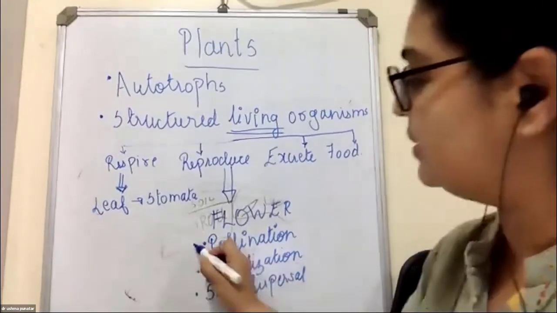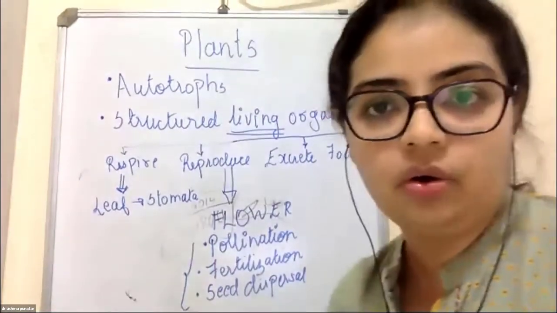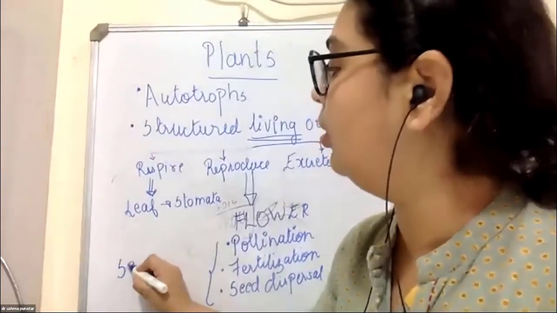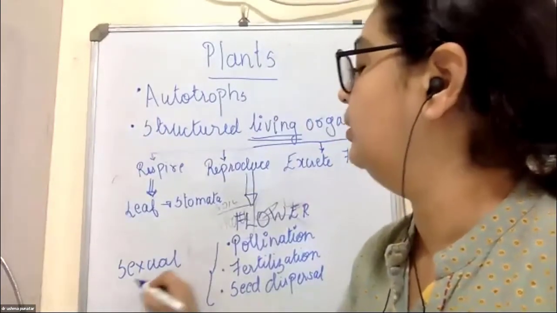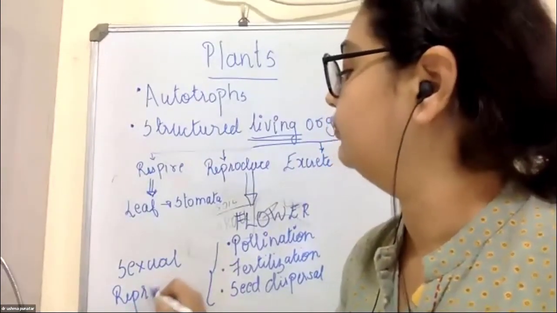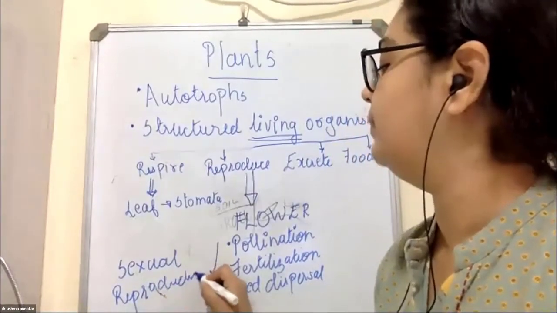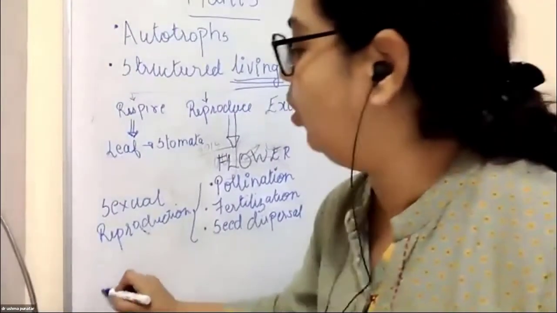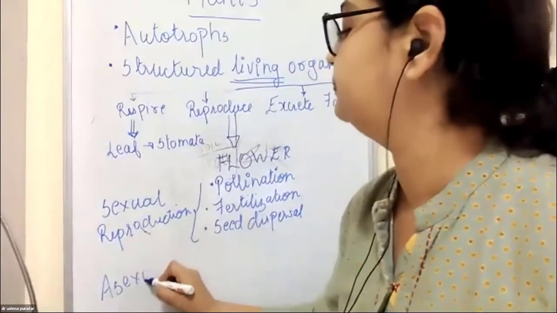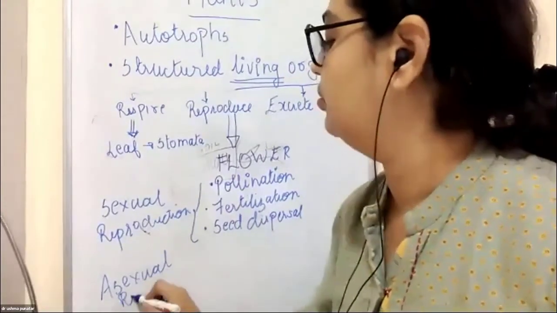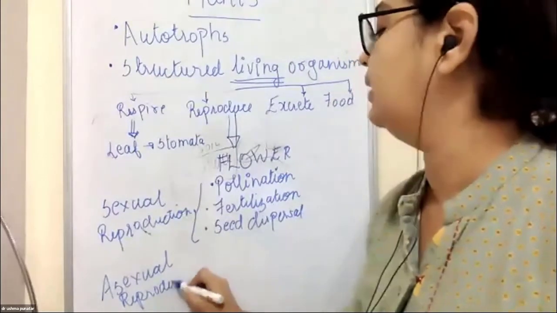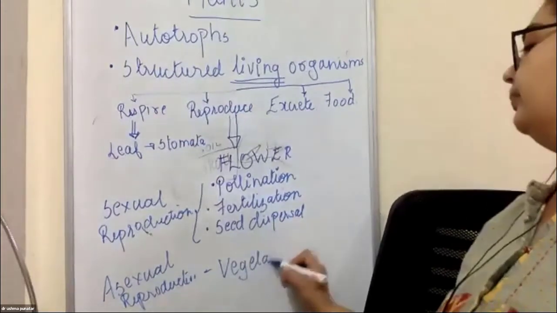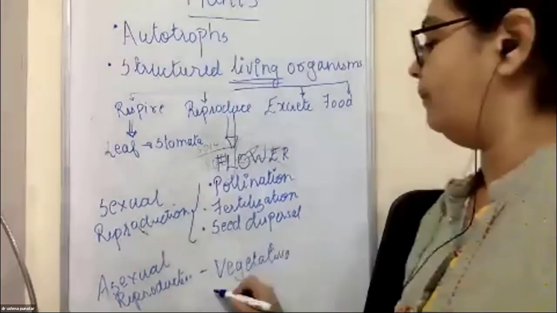Okay, this is all a part of what is called sexual reproduction. Okay, I will explain what all of them mean one by one. And also we will be learning what is asexual reproduction, and that is what is vegetative propagation of plants.